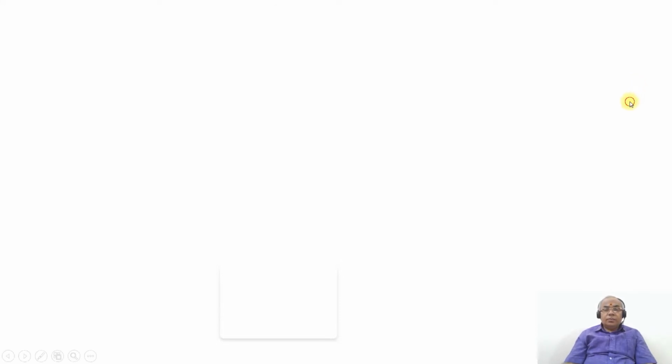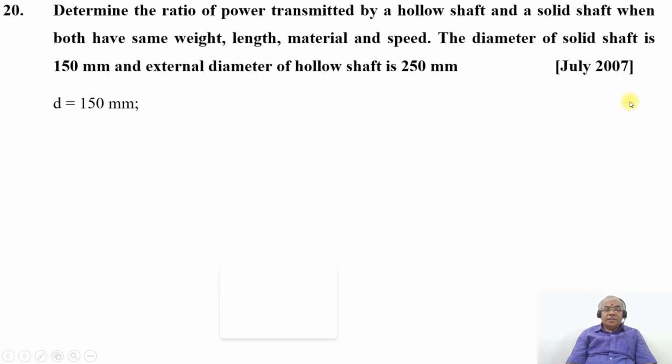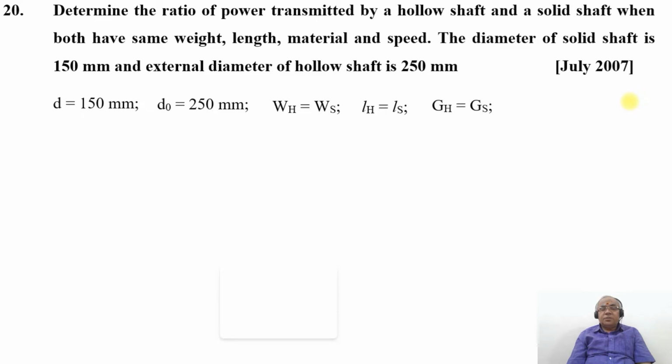So now we will take the data. D is 150 and D naught is 250 mm. And capital WH will be equal to WS, small LH will be equal to LS, and similarly capital GH will be equal to capital GS, then tau H will be equal to tau S, and small NH will be equal to small NS, for the power transmitted.